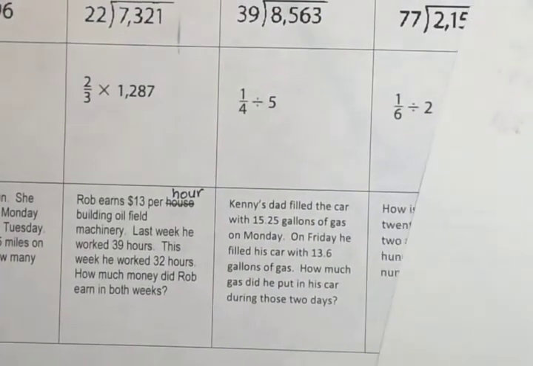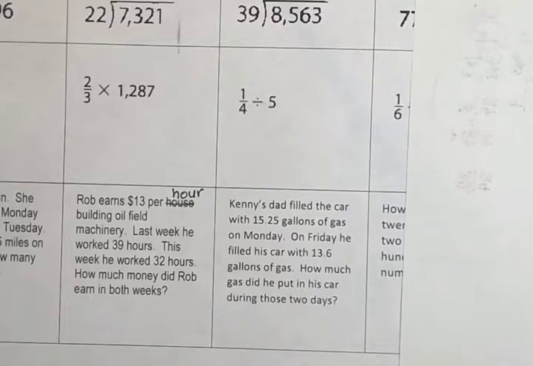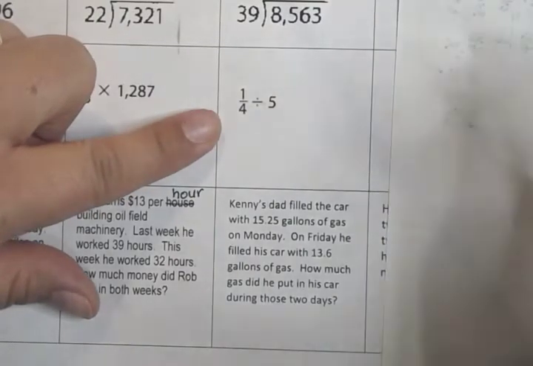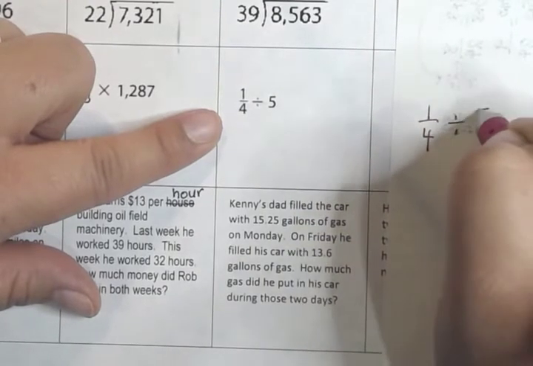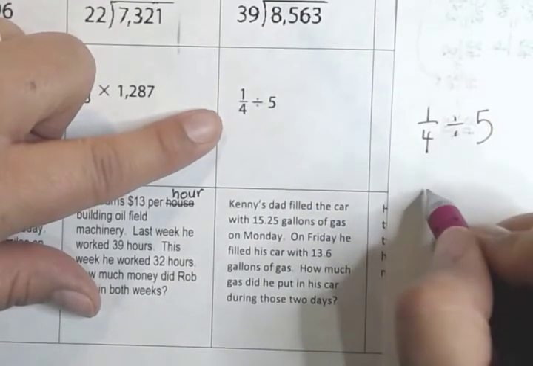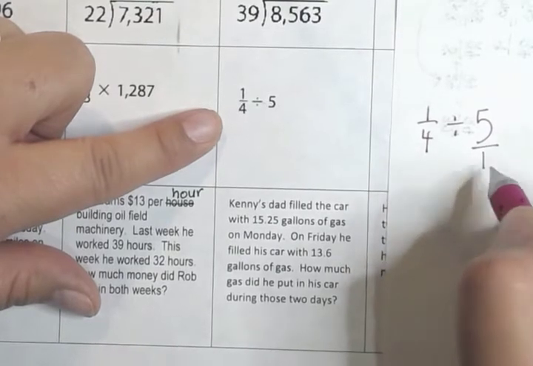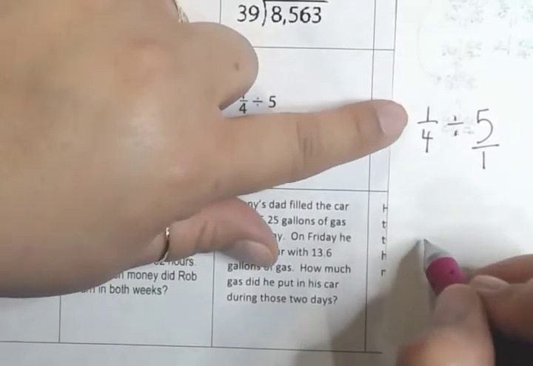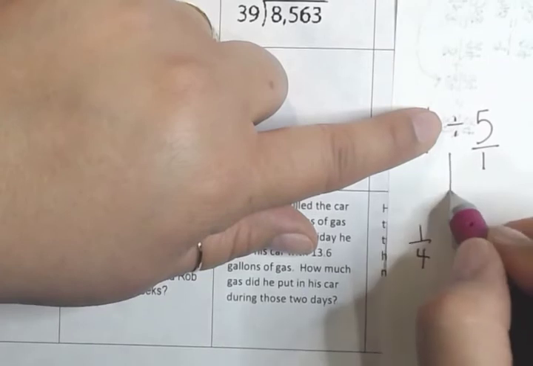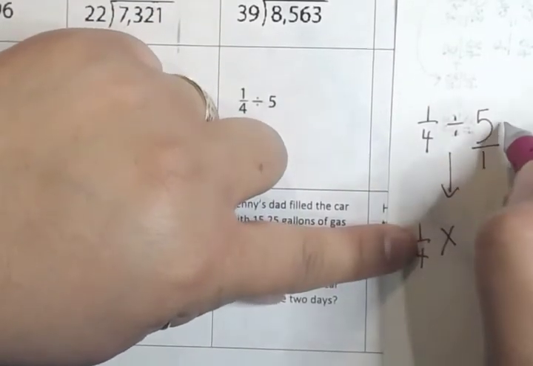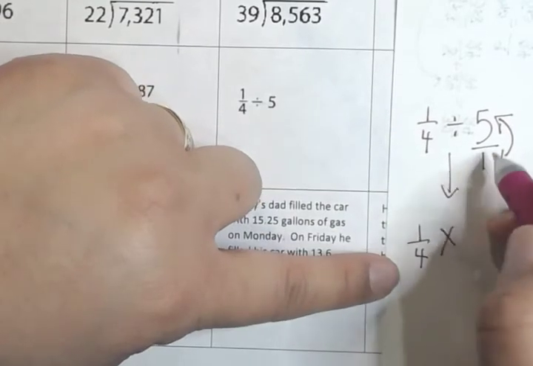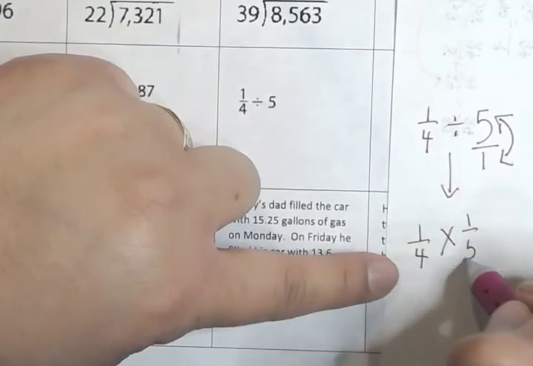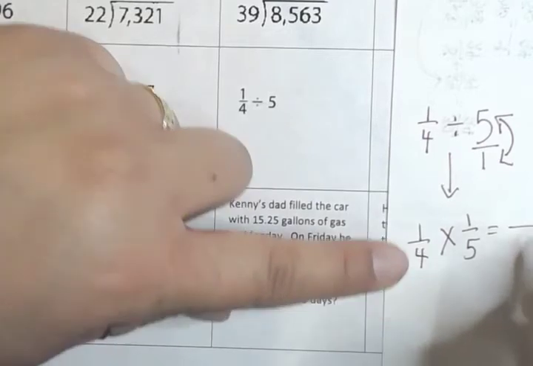And then let's look at day 4. There's a division problem. So I've got 1/4 divided by the whole number 5. So rewrite your problem and put the whole number over 1 to make it a fraction. So you've got 1/4. Division turns into multiplication of the reciprocal of the second fraction. So the reciprocal of 5 over 1 is 1/5. And then you multiply across.